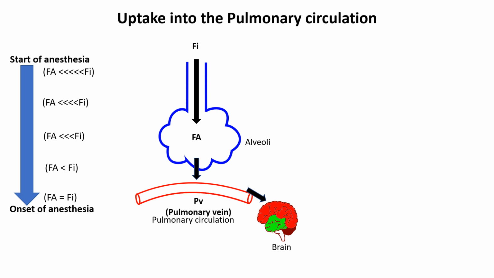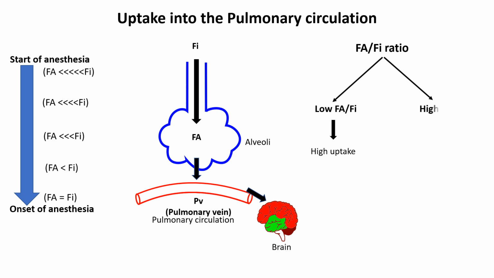The relationship between the alveolar concentration and the inspired concentration of an inhalational anesthetic is expressed as the FA by FI ratio. The ratio provides insight into how much anesthetic is being removed from the alveoli by the blood, which is the essence of uptake. A low ratio indicates significant uptake of the anesthetic into the blood, which slows the rise in alveolar concentration relative to the inspired concentration. A high ratio signifies minimal uptake, meaning the alveolar concentration rises quickly and approaches the inspired concentration.